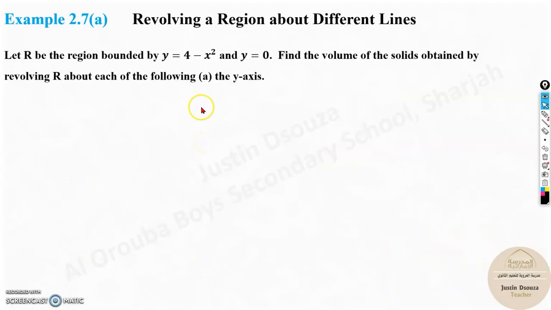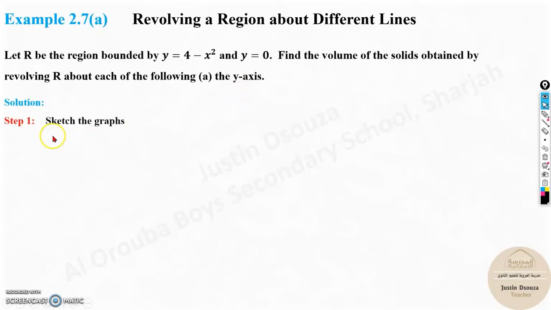Now we will solve problems revolving a region about different lines. It may be axes or specific lines. Here we have a problem where R is the region bounded by y equals 4 minus x squared and y equals 0. Find the volume of the solids obtained by revolving R about each of the following axes. That is the y-axis for the first problem.